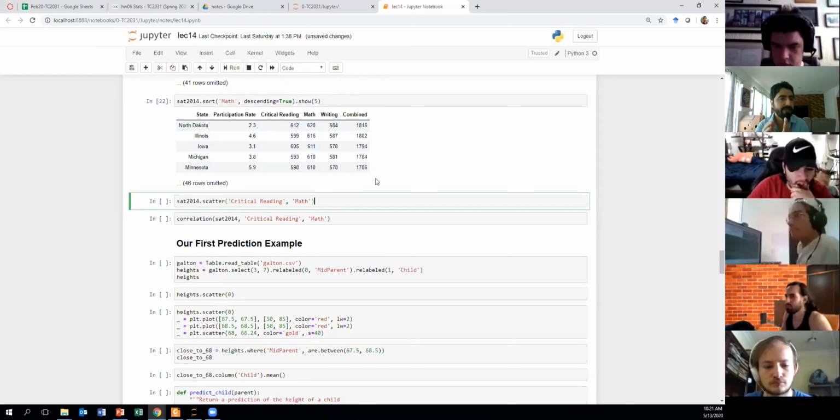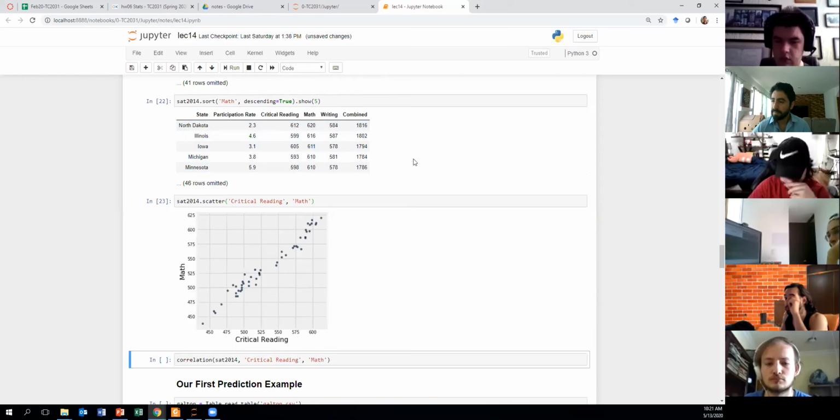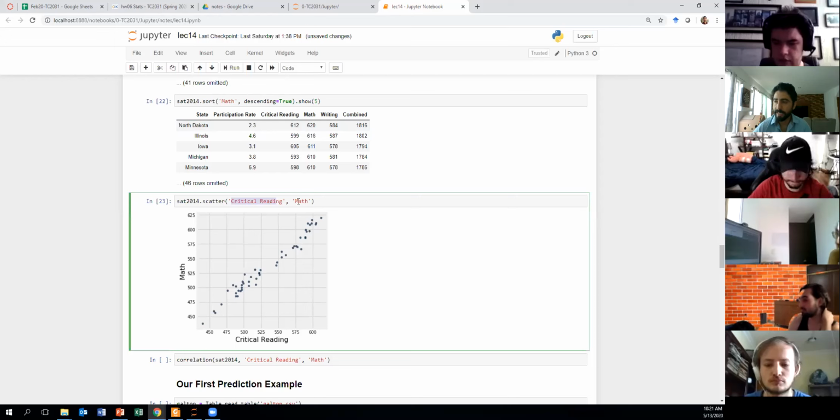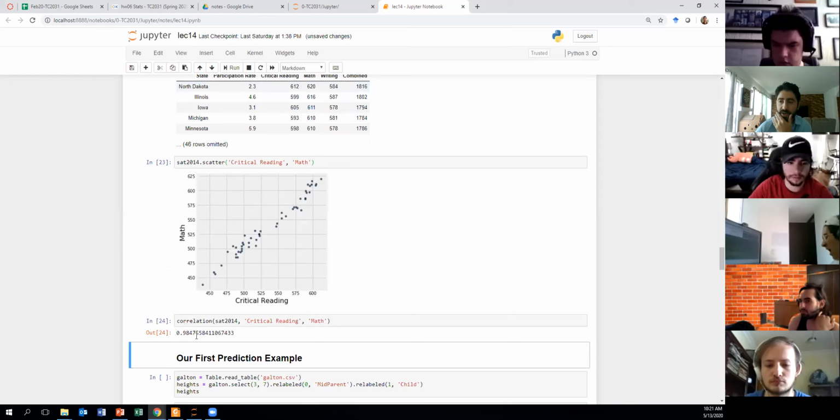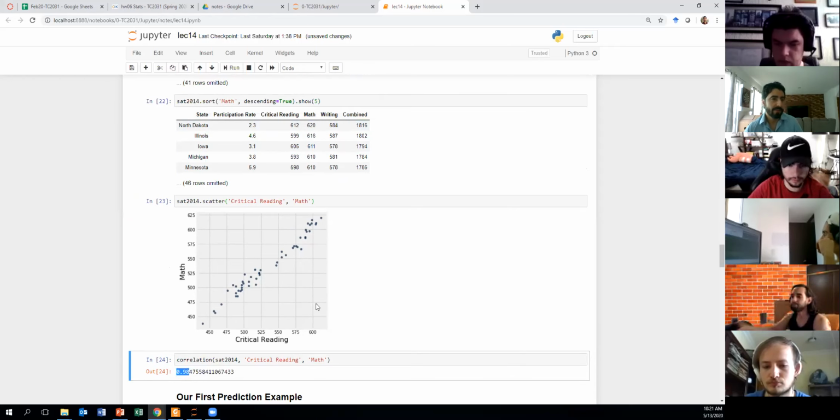In order to see if there is any correlation, I can scatter plot that. I'm scatter plotting this data, taking critical reading and math. What I see is a pretty upward line with very, very high correlation, right? You can see the correlation is 0.98. So I have this question for you now. Can you conclude from this that for an individual, if you are good at math, it means you are good at critical reading?